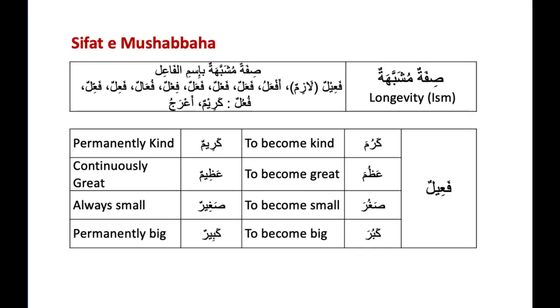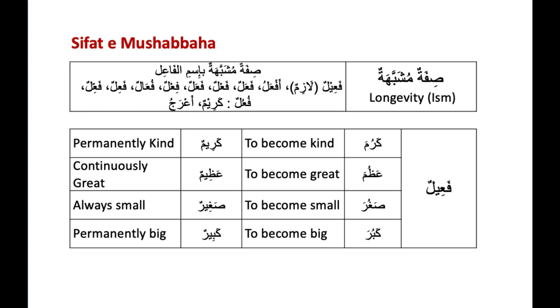We shall now look at some examples of sifat mushabbaha. The most common pattern is fa'ilun, and it's a lazim verb. We shall also show you some examples of other patterns of sifat mushabbaha. First, fa'ilun pattern. Karuma, to become kind. Karimun, permanently kind. Azuma, to become great.